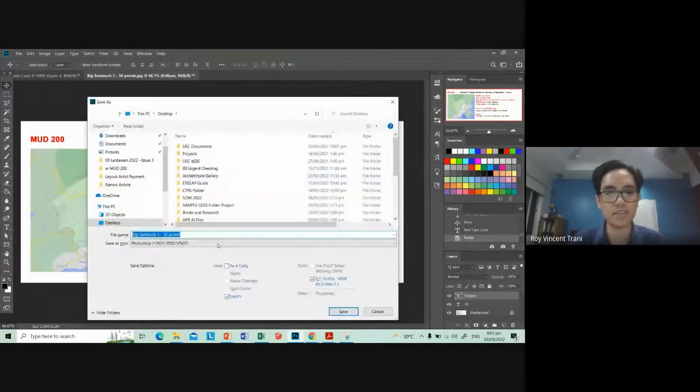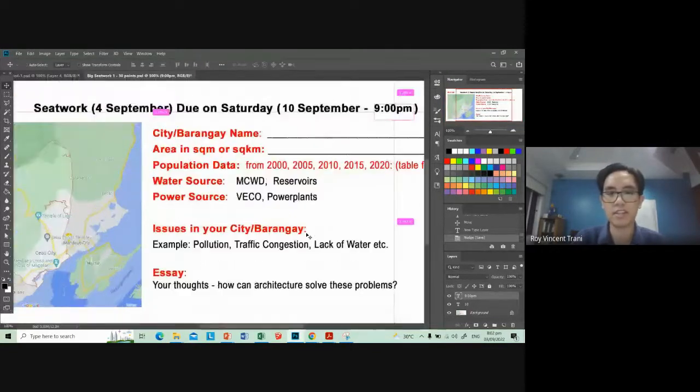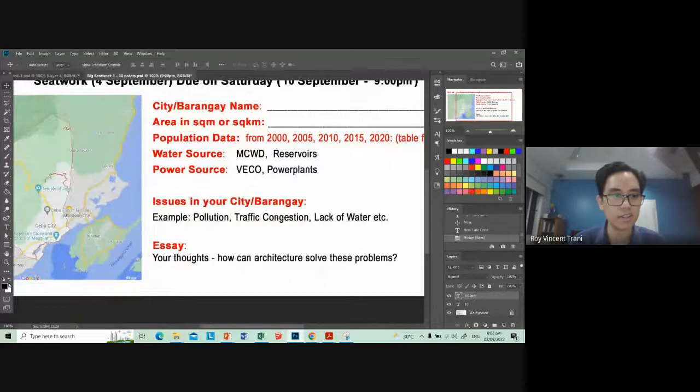And then just list down basic issues that you see or observe in your local city or barangay. You can write down pollution, what kind of pollution, traffic congestion, which streets have the most traffic. Some classes I've taught also mentioned lack of potable water, because I have some students in the very rural areas of northern Mindanao where water is an issue. And then your initial thoughts. It doesn't have to be architecture. Like, how can we solve these problems?